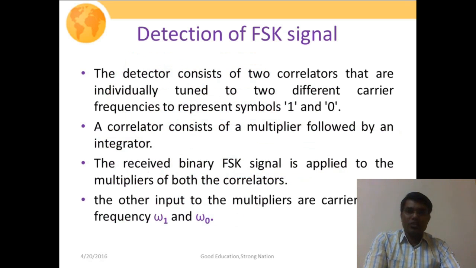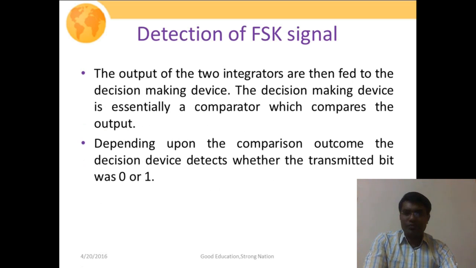This particular slide shows the explanation of detection of the FSK signal. Again, the detector consists of two correlators that we have already discussed, which are individually tuned to two different carrier frequencies to represent symbol 1 or 0, that is omega 1 and omega 0. Omega 1 represents 1 and omega 0 represents 0. A correlator consists of a multiplier followed by an integrator. The received binary FSK signal is applied to the multipliers of both correlators. The other inputs of the multipliers are the carrier waveforms with frequencies omega 1 and omega 0.